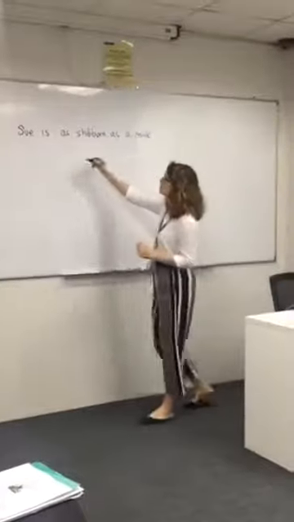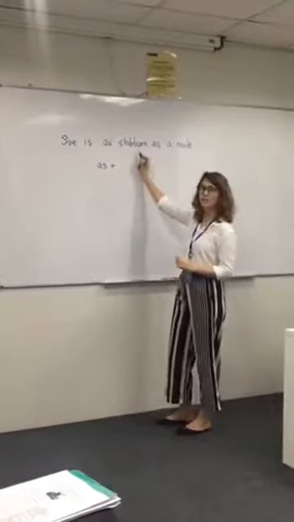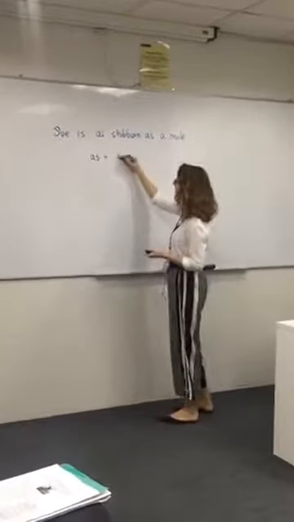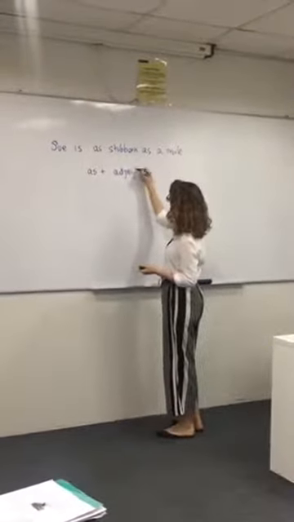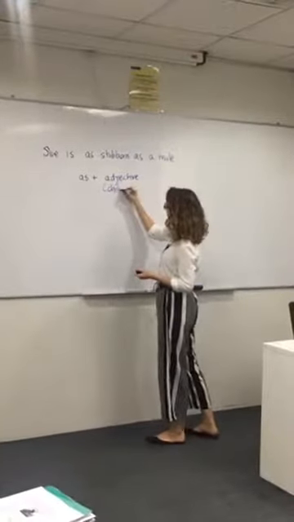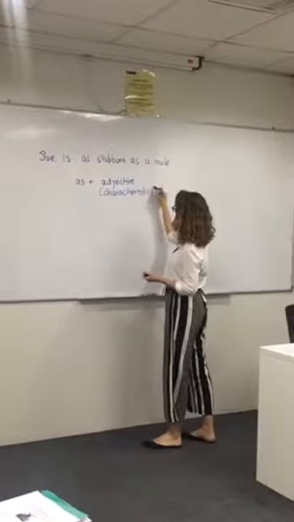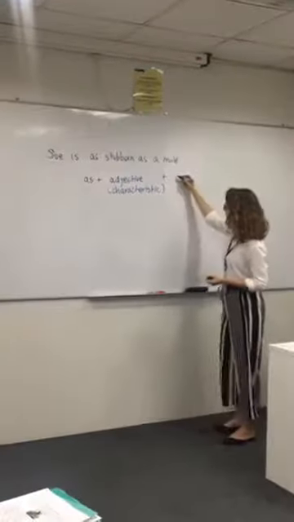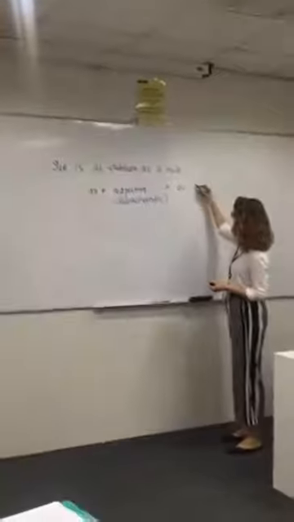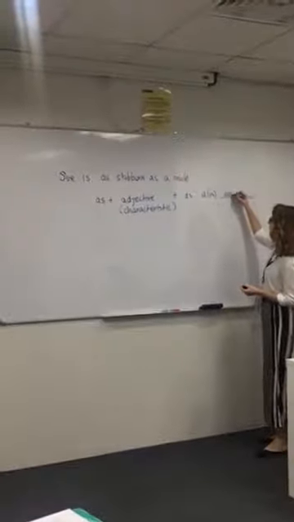All right, now let's look at how we construct this, okay? So we always use as plus the adjective or the characteristic plus as, and then a or an, and then here we write the animal.